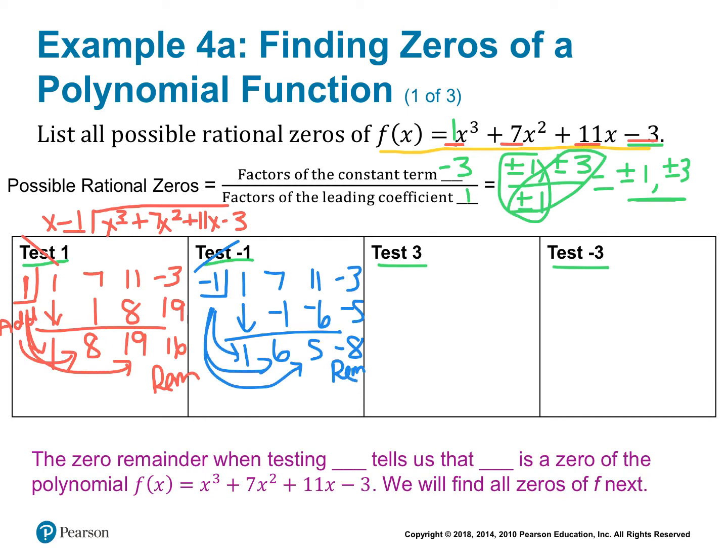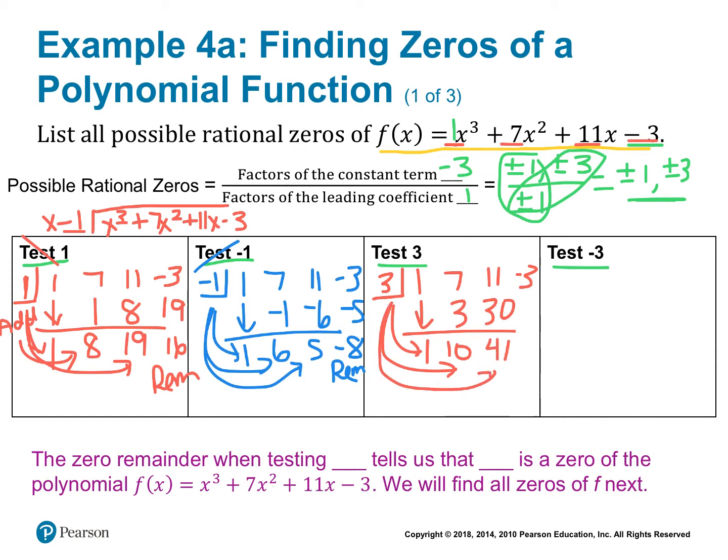Okay, let's try 3. Bring down the 1. 3 times 1 is 3. Add to get 10. 3 times 10 is 30. Add to get 41. 3 times 41 is 123. If you add, you're going to get 120 remainder. So that one doesn't work. Okay, so -3 should work. If it doesn't, it means we probably did something wrong. So let's go ahead and try this one.